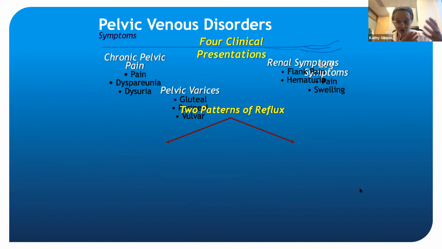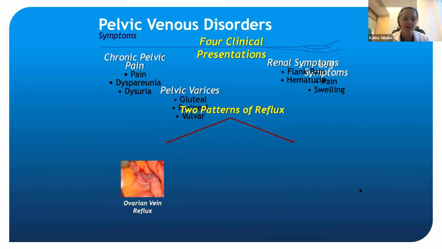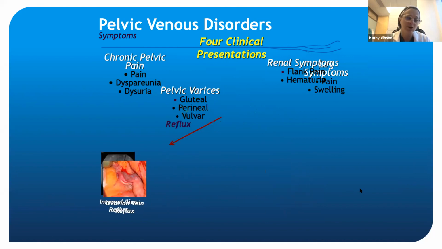So I apologize, you've got some overlaying here. There are 2 main patterns of reflux that we see. We see ovarian vein reflux, shown in this laparoscopy, where you see this big bulging varicosity around the fallopian tube, and internal iliac vein reflux. These can both be present in many patients.